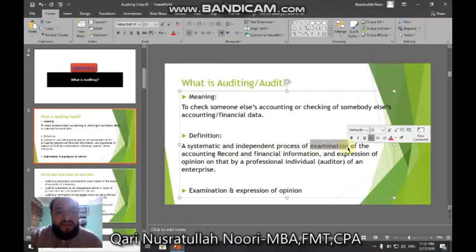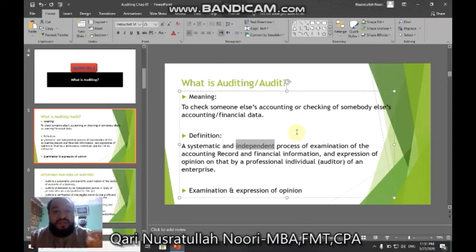When he is examining the accounting record and financial information, and when he is expressing his opinion, he should be independent. Means he should not come under the effect of anyone. He should say whatever is right. He should not say, oh, this company is my brother's company, so when I am checking, I don't have to be strict. No, he should be independent.